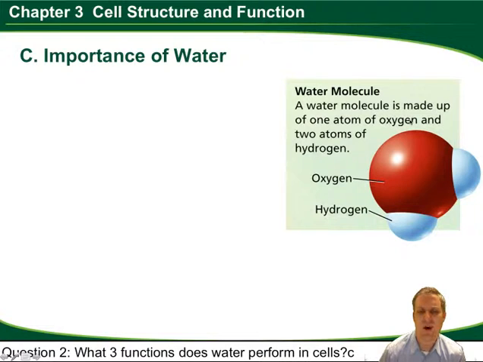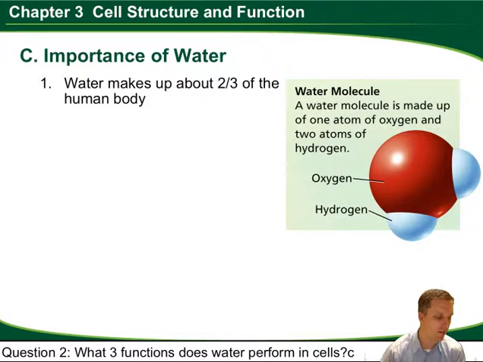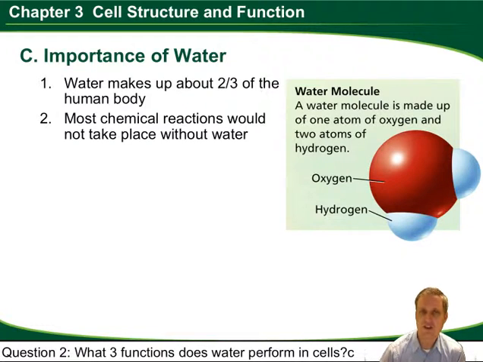Now, why is water important? One thing we want to talk about real quickly is what is the function or importance of water. As we said, water molecules are made from oxygen and hydrogen. Here's a few things about water. One, water makes up about 2/3 of the human body. So it's very important to us as human beings that we have a lot of water, as is the case with many plants and animals as well. Number 2, most chemical reactions would not take place without water. So without water, there are a lot of chemical reactions that would never even function or start.